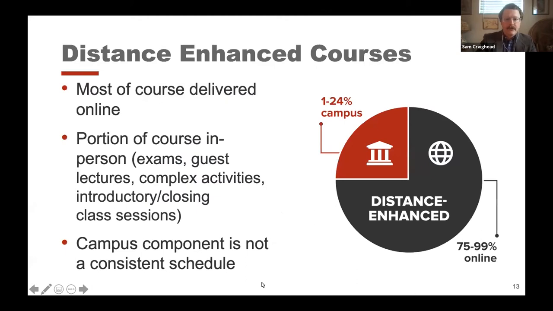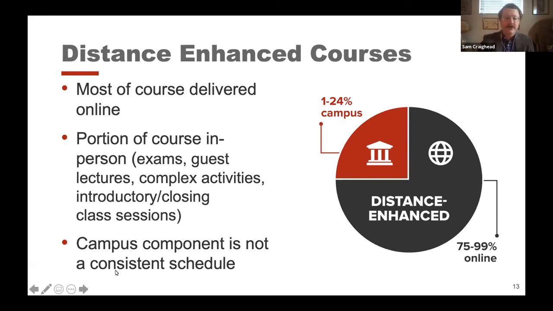For distance enhanced, it's delivered online, but perhaps there's testing that gets done somewhere that has to happen in person. There's a practicum where there's field placement, or there's something that happens outside of the rest of the course being primarily online. So it typically is going to not be part of a consistent schedule. So this might mean your whole course is online, but then at the end of the term, you come in for a final in person. Or there's a placement that happens at some part of the term. So that schedule is going to be pretty different. And that would fall under the category of distance enhanced.